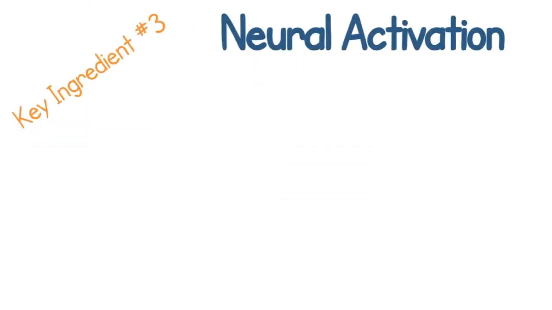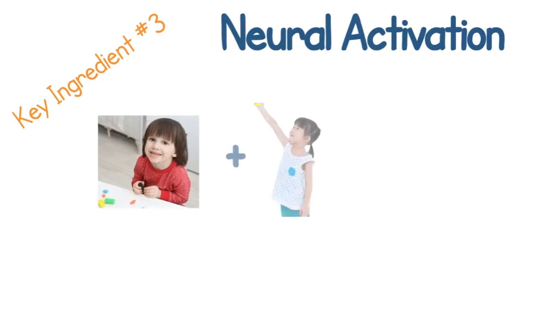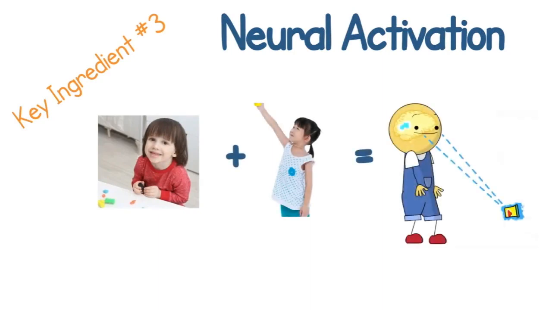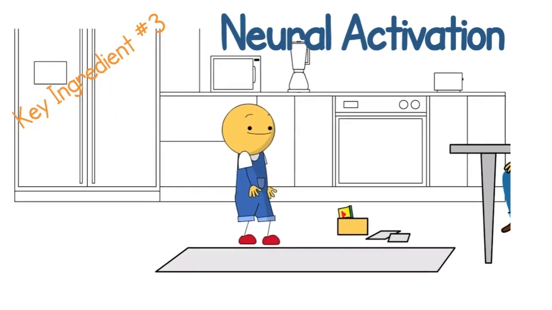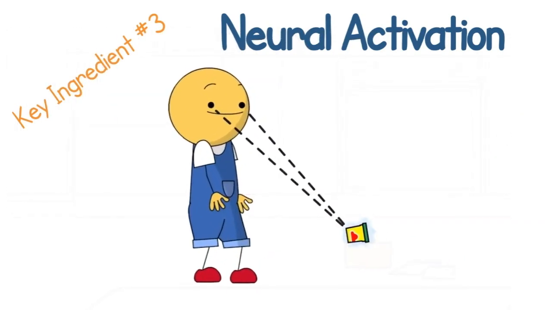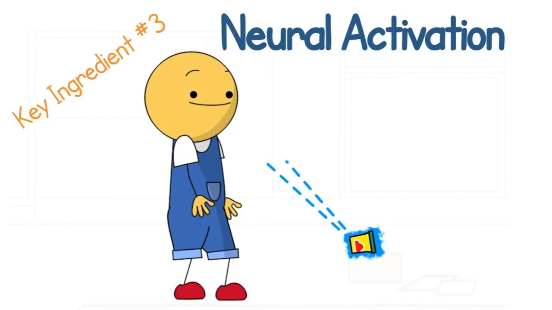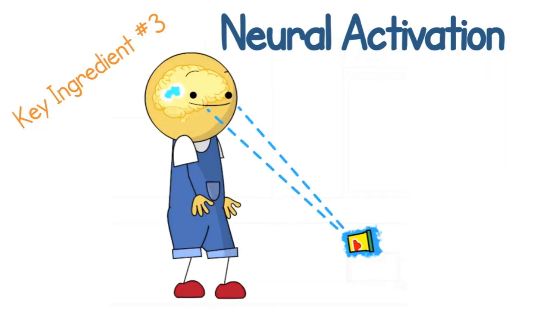Neural activation. Motivation plus attention equals neural activation. When the child is motivated by something and is attending to it, the child experiences neural activation of those pathways and areas of the association cortex that have to do with the thing they are attending to and motivated by. The brain is especially primed to learn something about that thing.